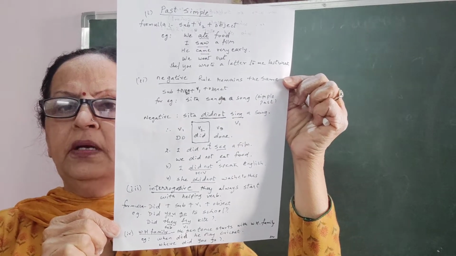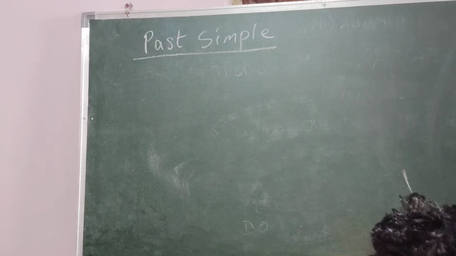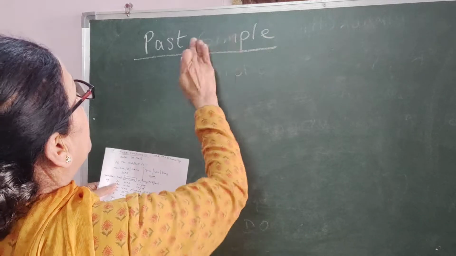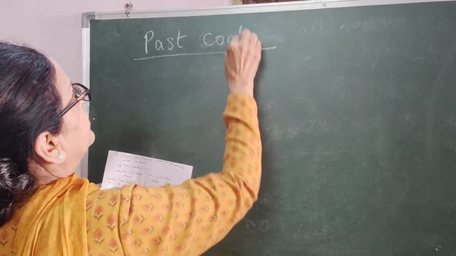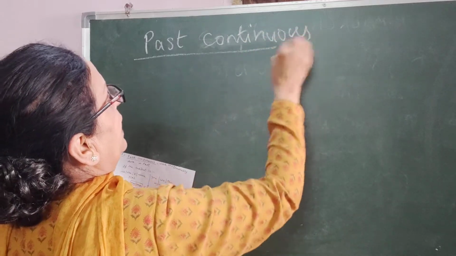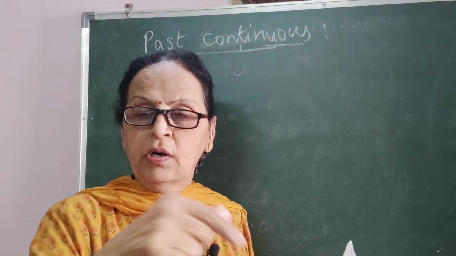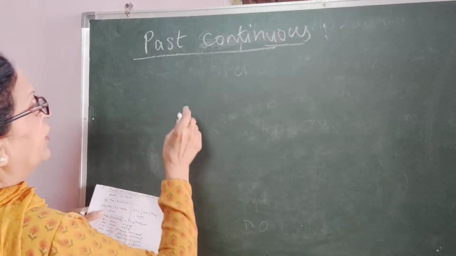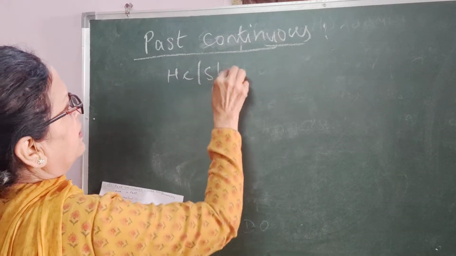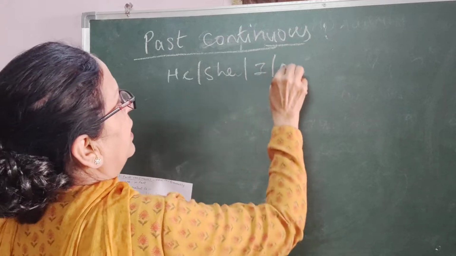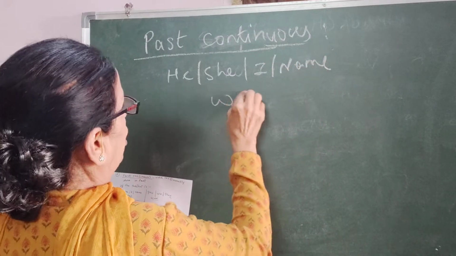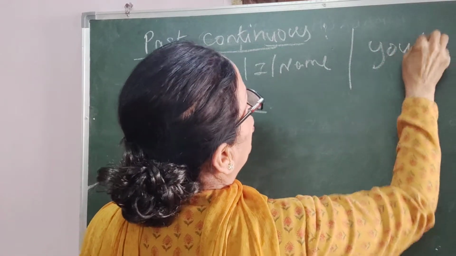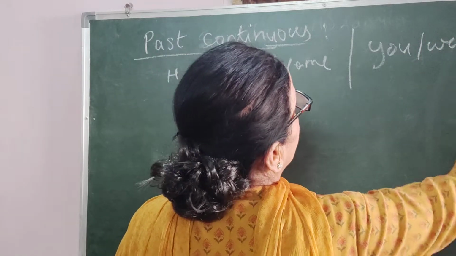Now we are going to proceed further with the second one, that is continuous tense. As I told you the subcategories. Now we are going to move on with past continuous. It means work is being done but not now. It has already been done in the past. So very simple thing. If the subject is he, she, I or a name, it will be was. You are going to use the helping verb was. And if your subject is you, we, they, we are going to use were.